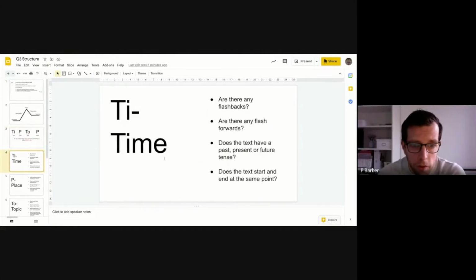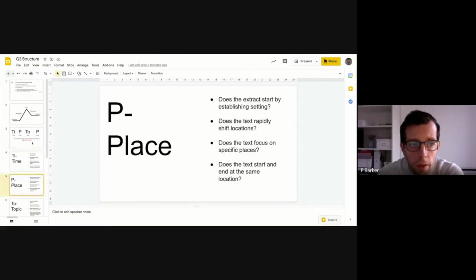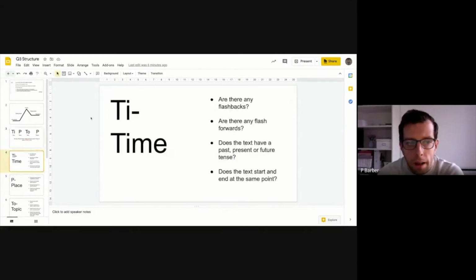So the first thing you might want to ask yourself is the TI from the tip top, which is time. So are there any flashbacks or are there any flash forwards in the text? Does it stay as a linear narrative or does it move and jump backwards and forwards? Which is an interesting question because some texts that you get possibly will do that. There might be a flashback or there might be a flash forward. Is the text written in the past, present, or future tense?